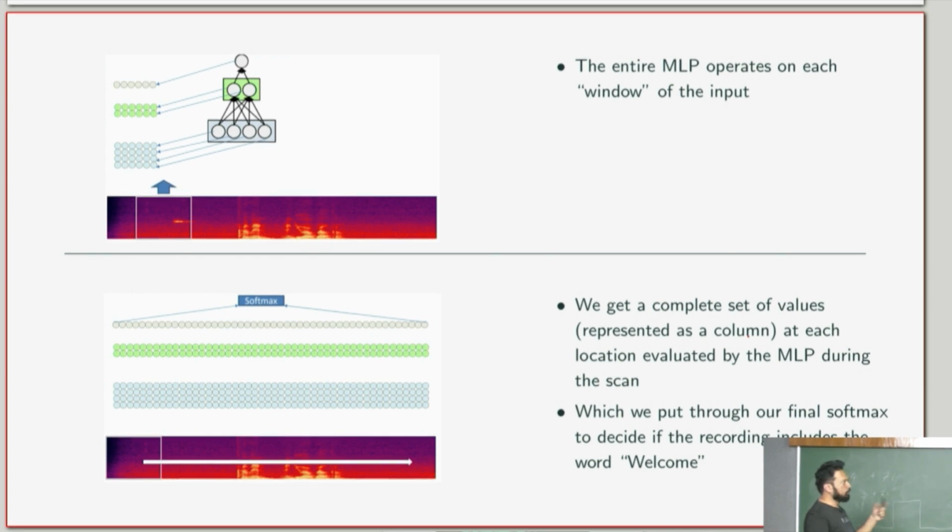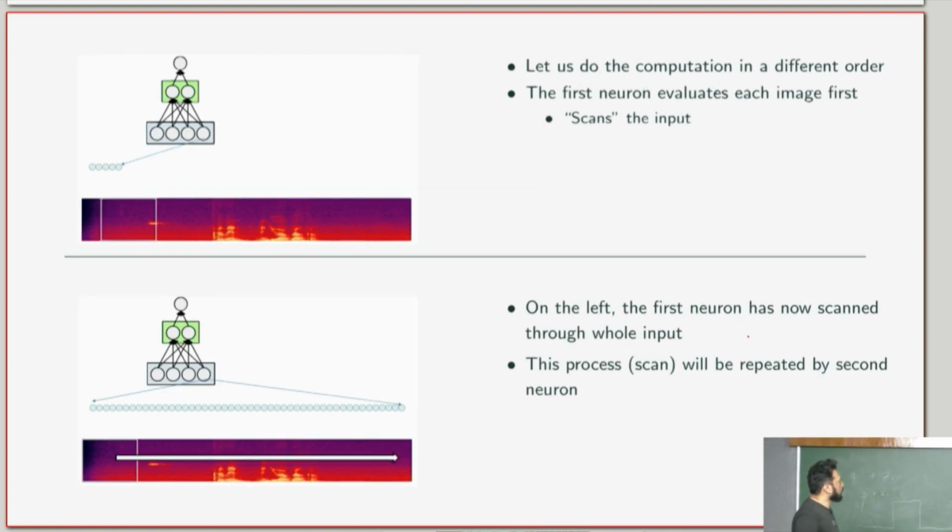Now you see the algorithm. The whole idea is what happens if you flip some of these for loops, and it looks like a different style of scanning. Basically this is what this next set of slides is about. Let us do the computation in a different order. If you do the computation in a different order, then this is what happens. Let us say the first neuron, I hope you can see, this side is the first neuron.